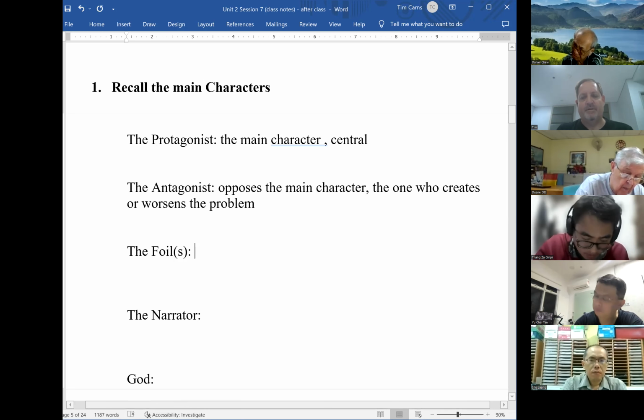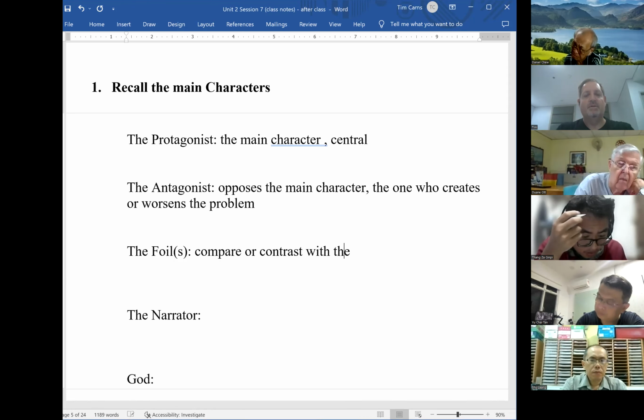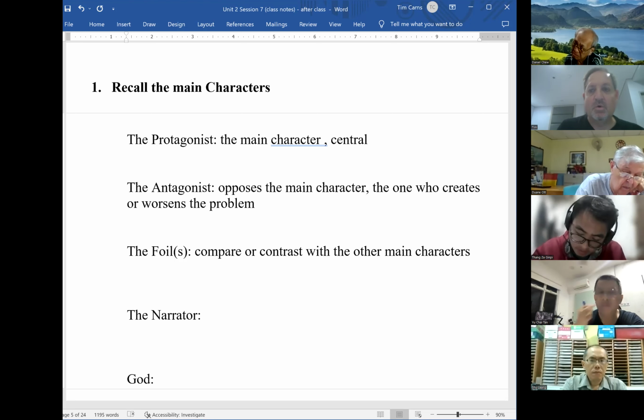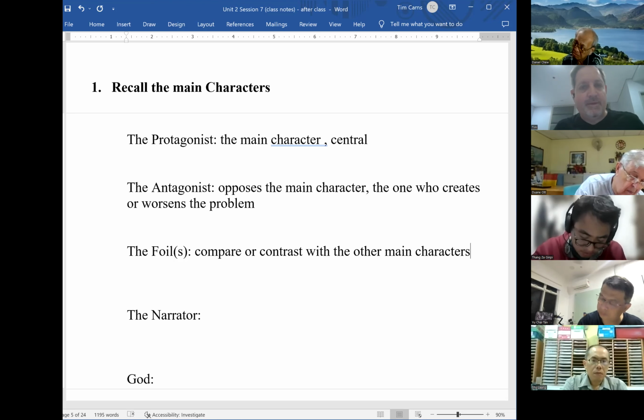And then we have the foil or foils. These are essentially characters that compare or contrast with the other main characters. They either show what the main characters should be doing or should not be doing, typically. In a story you could have many characters, but only some are going to be considered main characters. I think we discussed that last week.